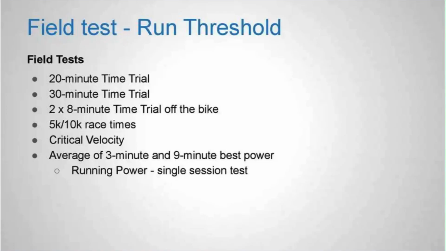Field tests for running pace are more similar to cycling tests, but usually a little bit shorter and with smaller correction factors, since most running workouts tend to be a little bit shorter than a similar bike workout for a similar athlete. You have 20-minute and 30-minute time trials. You can use a 2x8-minute time trial off the bike if you want to get a better idea of threshold for a multi-sport athlete. You can use 5 or 10K race times, depending on the most common race duration that athlete competes in. There are critical velocity calculators that you can look up. And then for running power, there is one established protocol that involves taking the average of a 3-minute all-out effort and a 9-minute all-out effort that take part in the same session.